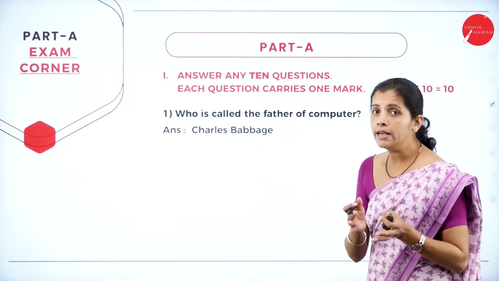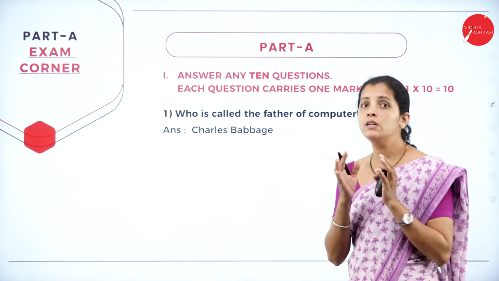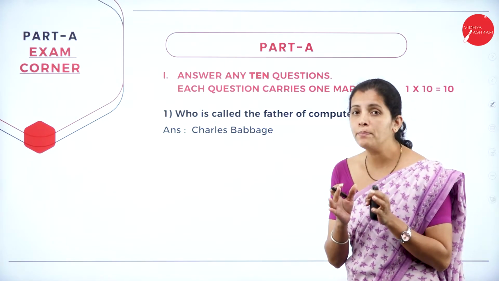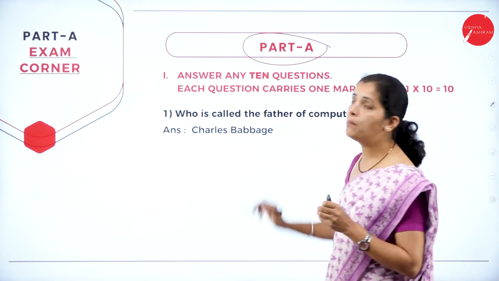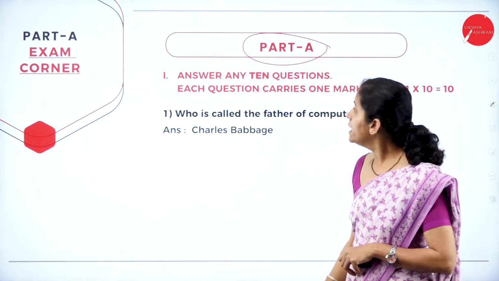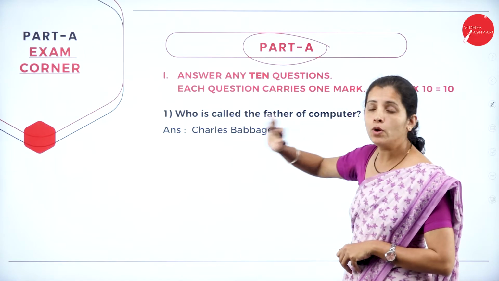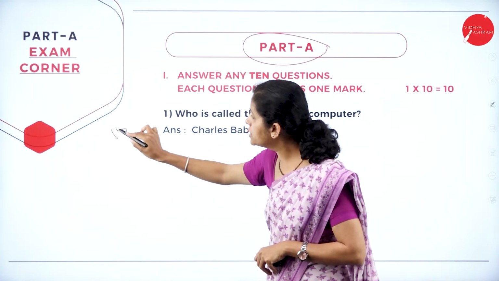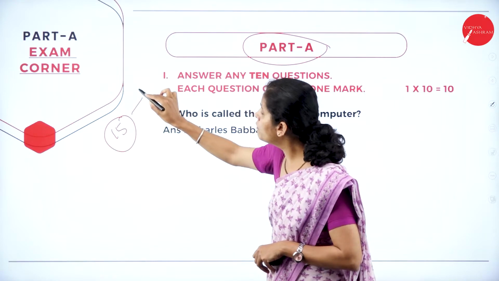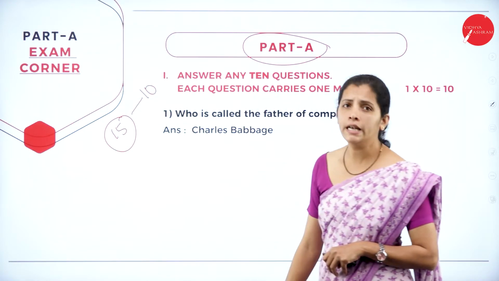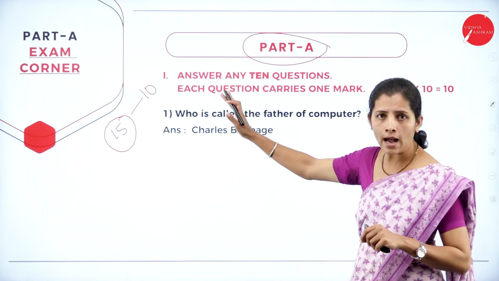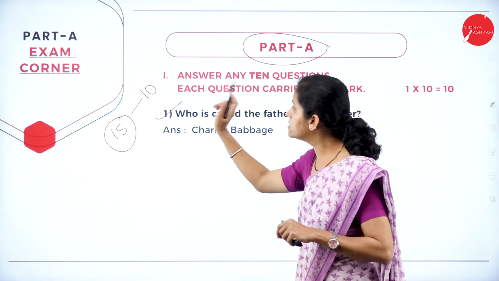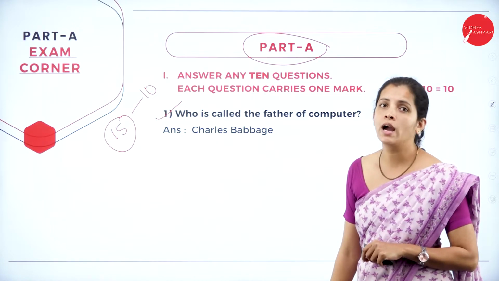So dear student, if I consider computer science model question paper 2022, at the beginning I'm going to have part A. Now, in my part A, I'm going to get 15 questions. Out of 15, I want to answer only 10 and each question carries 1 mark. Let's see what is the first question I'm going to have here.